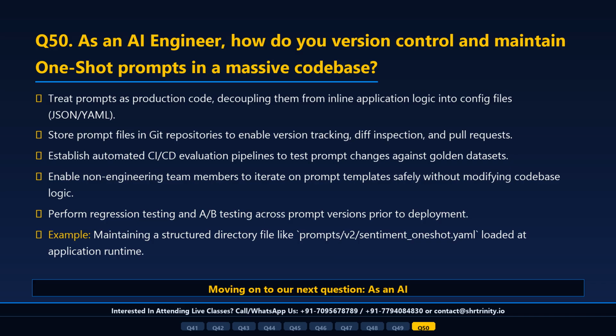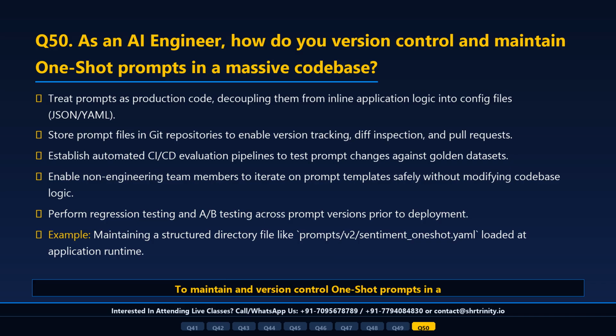Moving on to our next question, as an AI engineer, how do you version control and maintain one-shot prompts in a massive codebase? As AI engineering matures, hard-coding long prompt strings directly inside Python files or application logic is a major anti-pattern. Prompts are software artifacts and must be treated with the same rigor as application code. To maintain and version control one-shot prompts in a large production codebase, you decouple the prompts into dedicated configuration files, such as YAML or JSON templates.